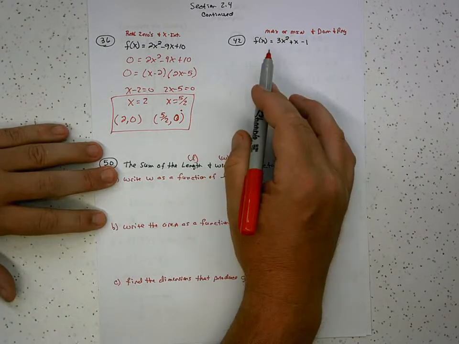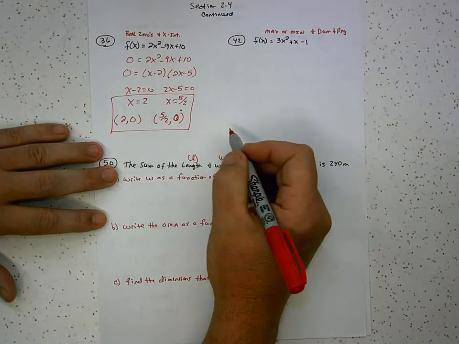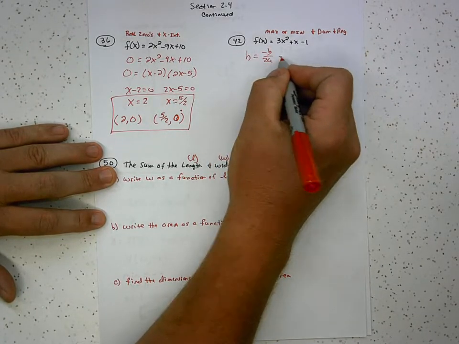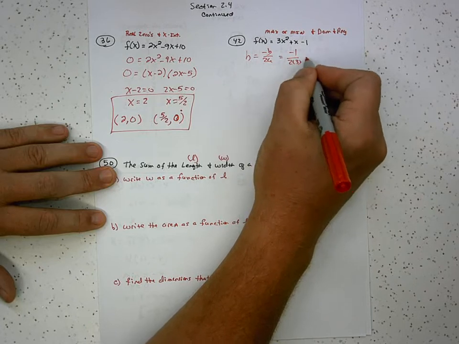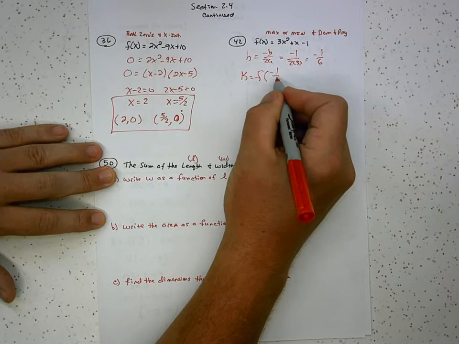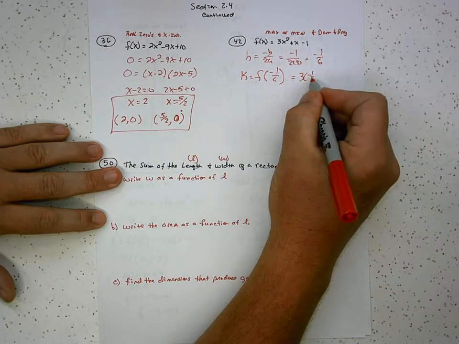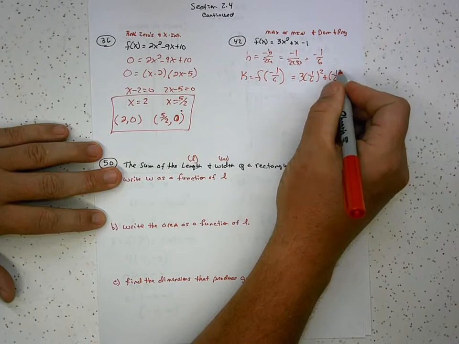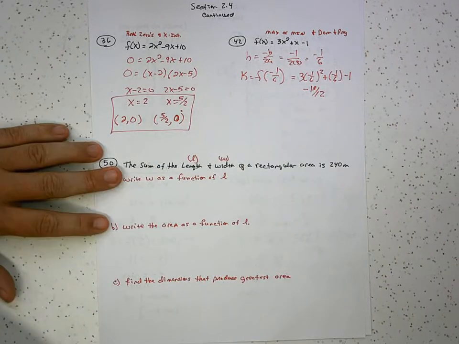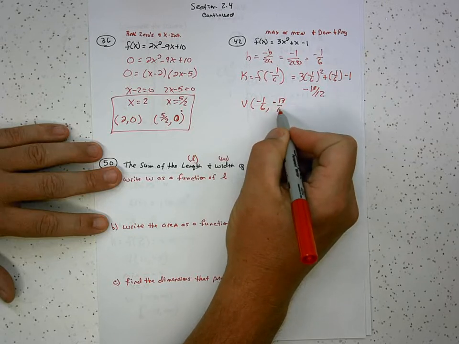Okay, for 42, they want the maximum, min, and the domain and range. Well, we just did a bunch of these, so let's rock through it quick. To find the max or the min, that's the y value of the vertex. So I have to find h, which is minus b over 2a, which is negative 1 over 2 times 3, which is negative 1/6. I have to find k, which is f of minus b over 2a, which is f of negative 1/6. If I plug that in, I end up with negative 13/12. So therefore my vertex is negative 1/6 and negative 13/12.